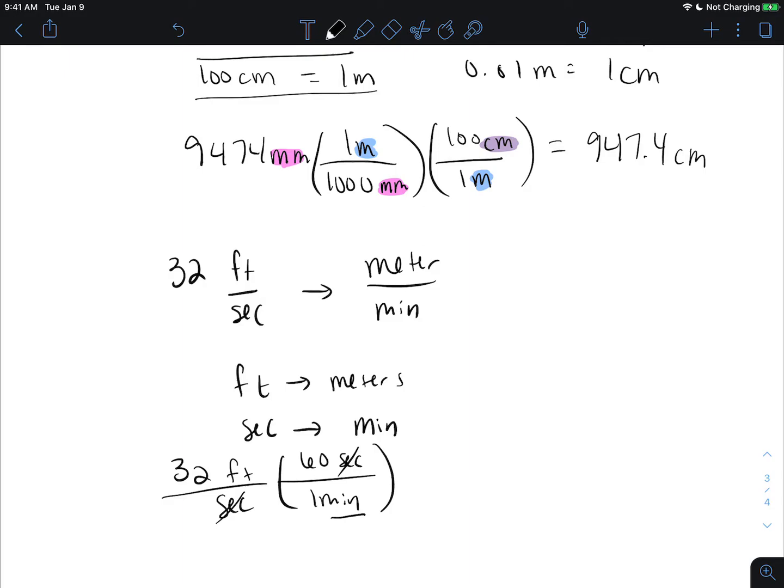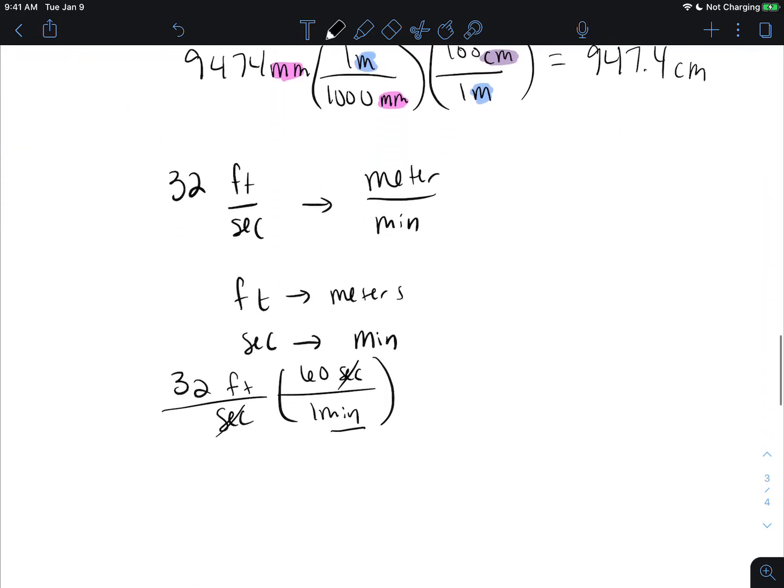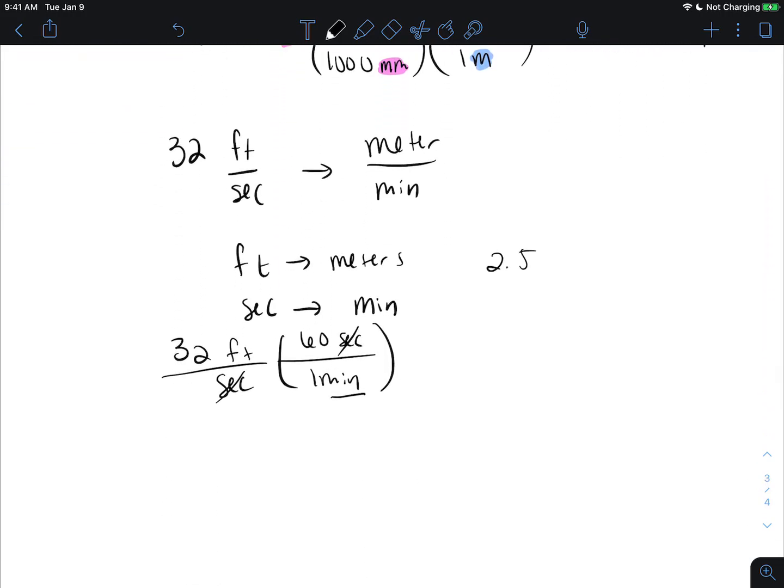And then we want to go into feet. And then we want to go from feet into meters. So if we look up here, we can see that we have 2.54 centimeters per inch. That's a pretty good one to commit to memory. So we're going to use that. 2.54 centimeters in 1 inch.